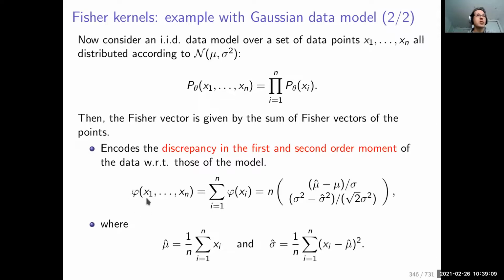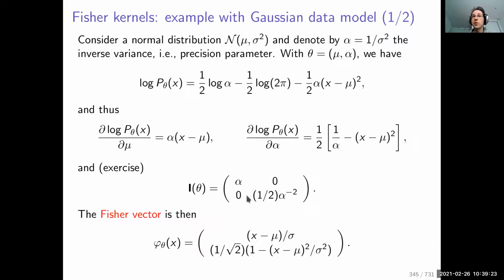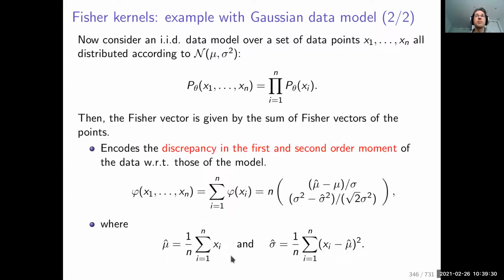So now phi of x1 to xn, where these are simply data points that are drawn according to some Gaussian distribution, like we said, is simply a sum of the phi of xi that we have computed in the slide before. So let us look again at the slide. The slide was using these formulas here. If we simply sum this for a set of n points, we get n times some quantities.